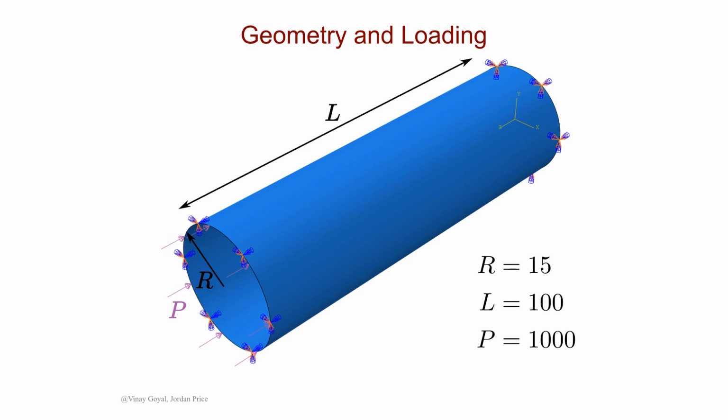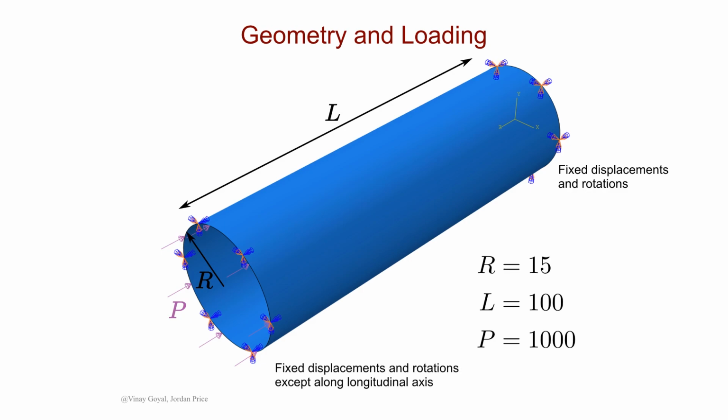For boundary conditions at the base of the pipe, all displacements and rotations are fixed. At the edge, where the load P is applied, all displacements and rotations are fixed at zero except the displacement along the cylindrical axis.